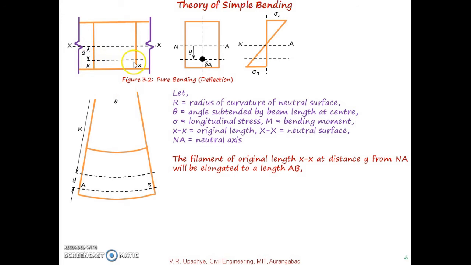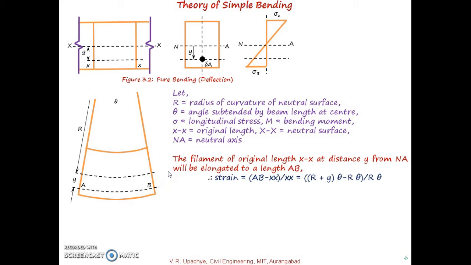So this length is considered from the neutral axis, and its distance from the neutral axis is y, and it will be elongated due to external forces. It will get elongated to length AB, shown in the fourth diagram. So that is from this point, capital A, up to capital B. So AB is shown as the length after elongation.